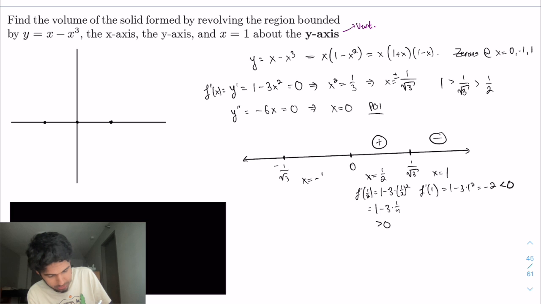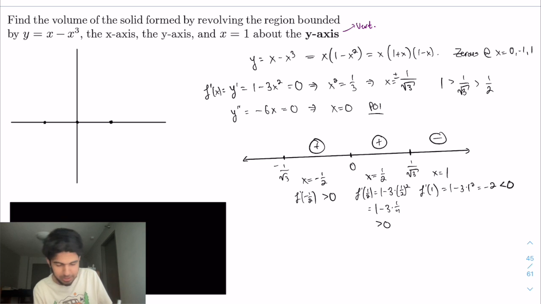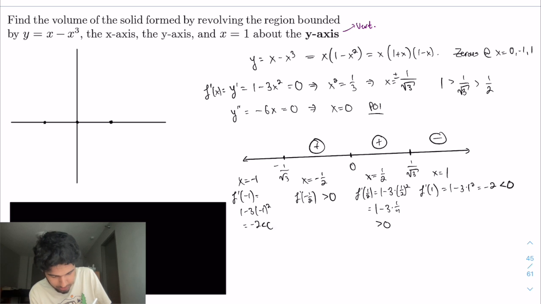Here we'll try x equals negative 1/2, and if you compute the first derivative at negative 1/2, you'll get the same thing as we just did. That's greater than 0, so it's a positive tangent line there. And then finally x equals negative 1: f prime of negative 1 equals 1 minus 3 times negative 1 squared, which equals negative 2, less than 0.